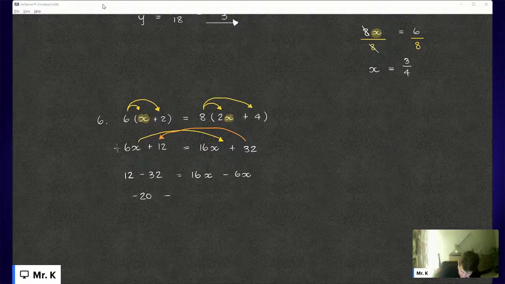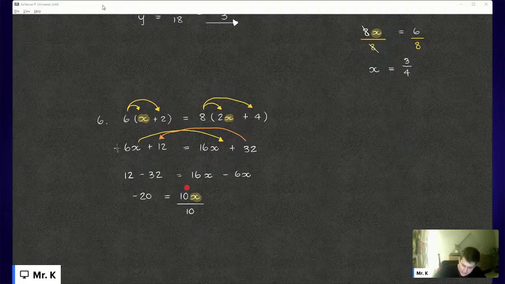And on the right-hand side, 16x minus 6x will give us 10x. The whole point of solving equations, guys, is to find the value of the variable. I don't want 10x, I want x on its own. So to get rid of the 10 that is being multiplied to the x, I'm going to divide by 10. But what I do on one side of the equation, I must also do on the other side, right? So I divide by 10 on both sides.